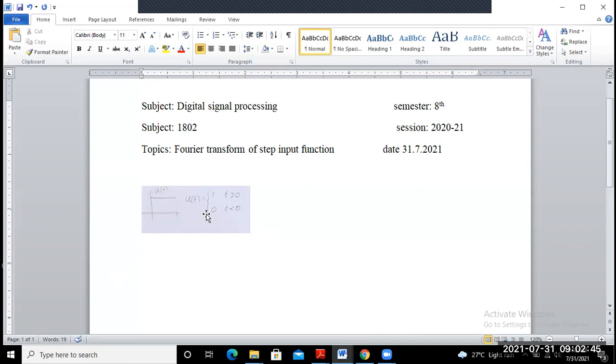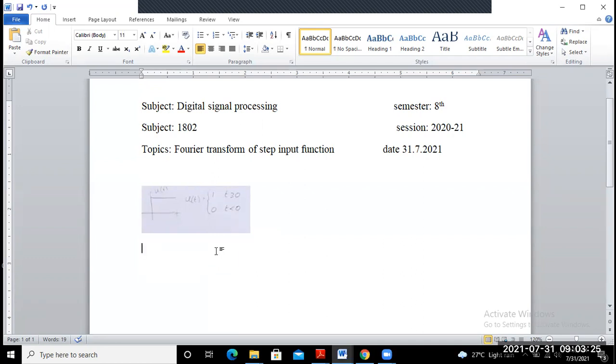Here the function is defined from 0 to infinity. You test the step input, that means the integration from 0 to infinity of u(t) e to the power minus j omega t dt. This function is not absolutely integrable, because if you integrate it you will get infinite. So the first condition is violated for the existence of the Fourier transform.